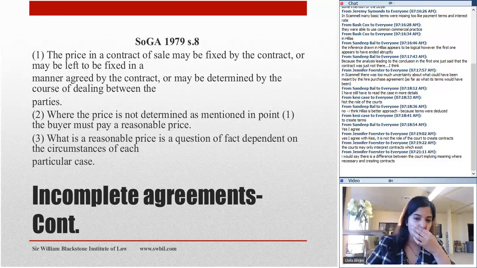Does anyone know the predecessor of this Act? Does anyone know what was the predecessor of this Sale of Goods Act 1979? Let's see.